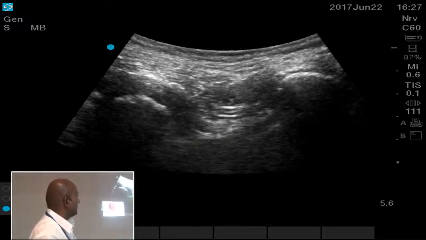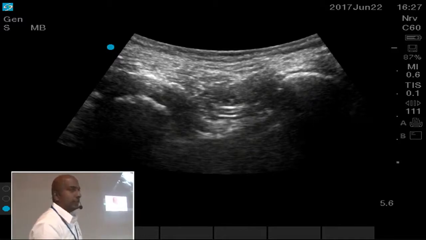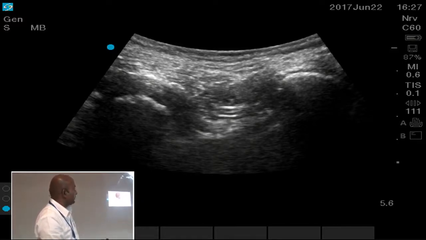And this hyperechoic structure is the sciatic nerve, which is sandwiched between two muscles, the gluteus maximus and the quadratus femoris. Between the two muscles, this nerve is sandwiched. This is the ischial tuberosity, again a bony landmark with a clear-cut hyperechoic line and shadow. This is the greater trochanter, clear-cut hyperechoic line and shadow.